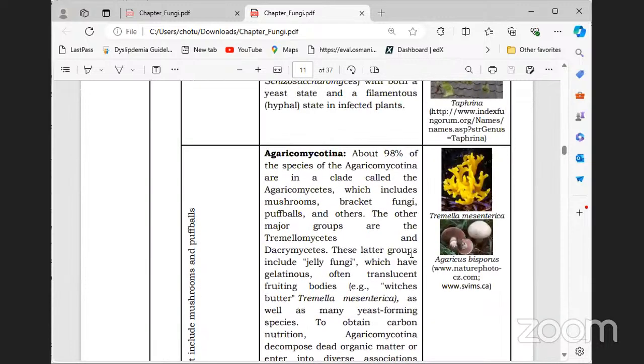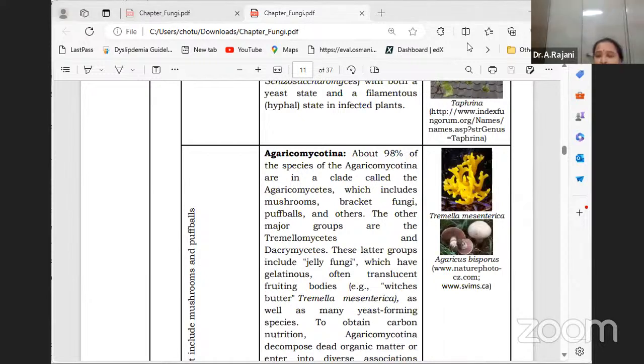Coming to the Basidiomycotina. Can I stop this one? Tomorrow I'll explain later.